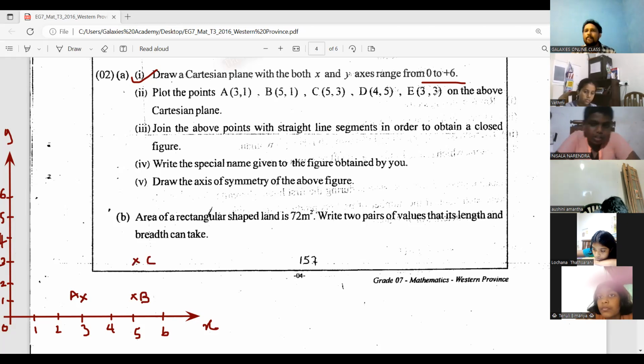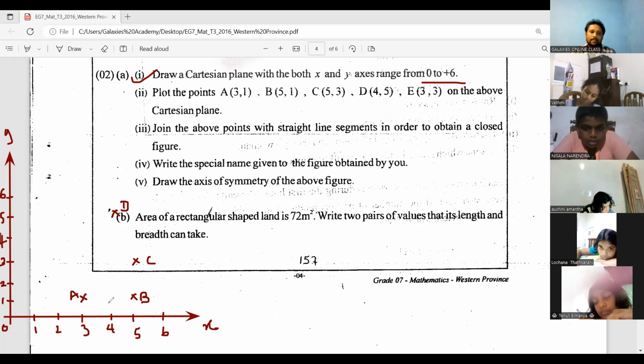It is C. Then next one 4, 5. 4, 5. මෙන්න 4 මෙන්න 5. ඔය දෙක හම්බ වෙනවා මෙහෙදී. It is D. Next one 3, 3. 3, 3. This is the position. It is E.